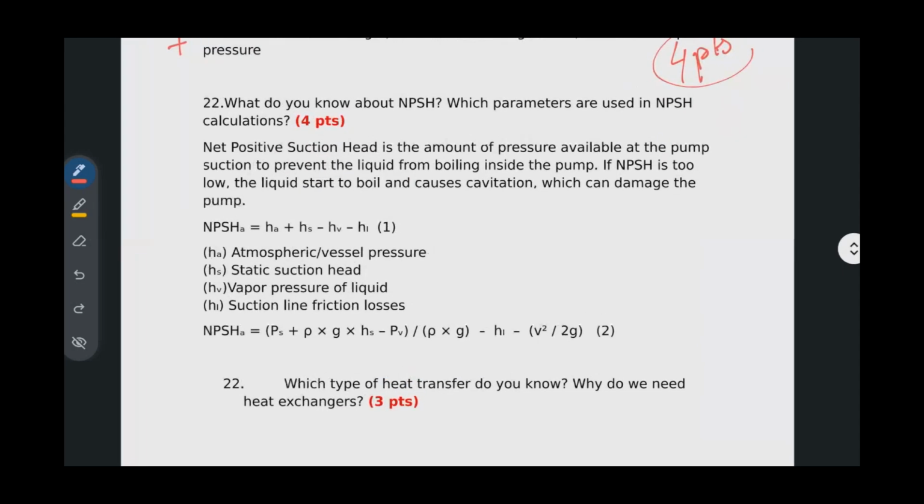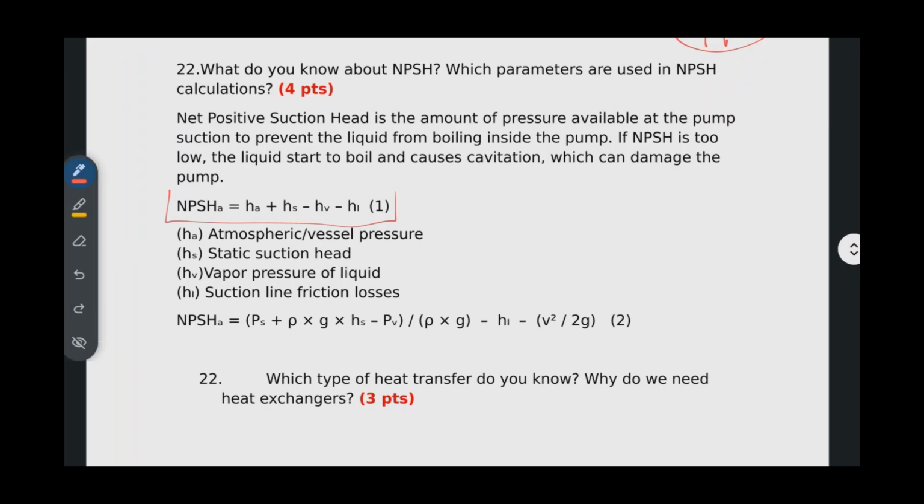What do you know about the NPSH and which parameters are used? Yes, what I was looking for is this equation. So for the NPSH available, you need these 4 parameters, which are atmospheric vessel pressure, static suction head, vapor pressure of the liquid, and suction line losses. Yes, that's right. And this is the open-ended version of the formula, but it's the same.